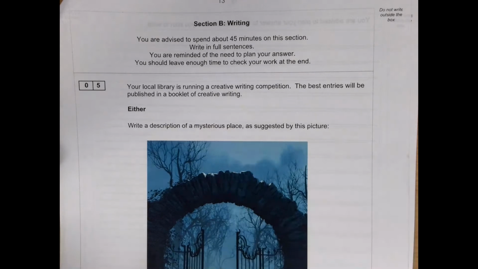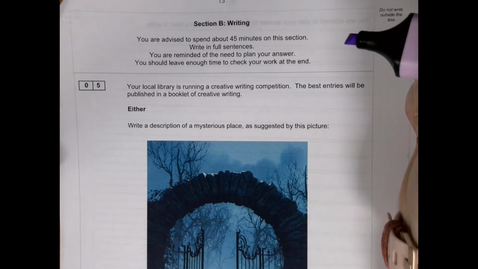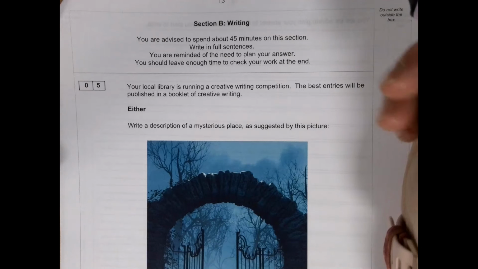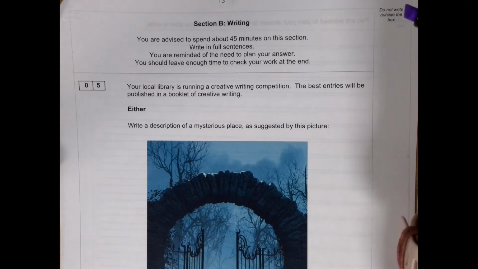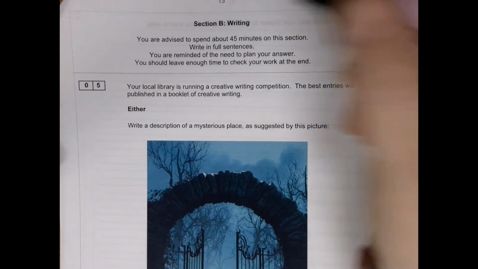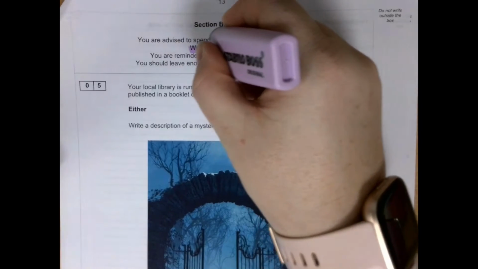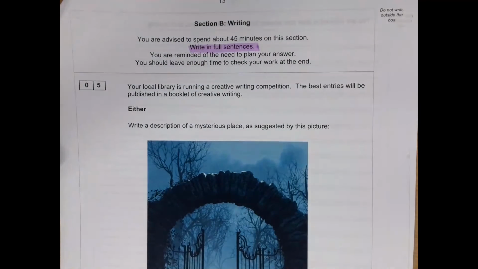This is a quick tutorial looking at how to approach paper 1 section B, and this video is focusing on the descriptive element. Before we start, I just want to remind you that section B is an assessment of your writing and that you should spend 45 minutes on this section. You are reminded of the need to write in full sentences, and that means you must make sure that you are using full stops and capital letters correctly.